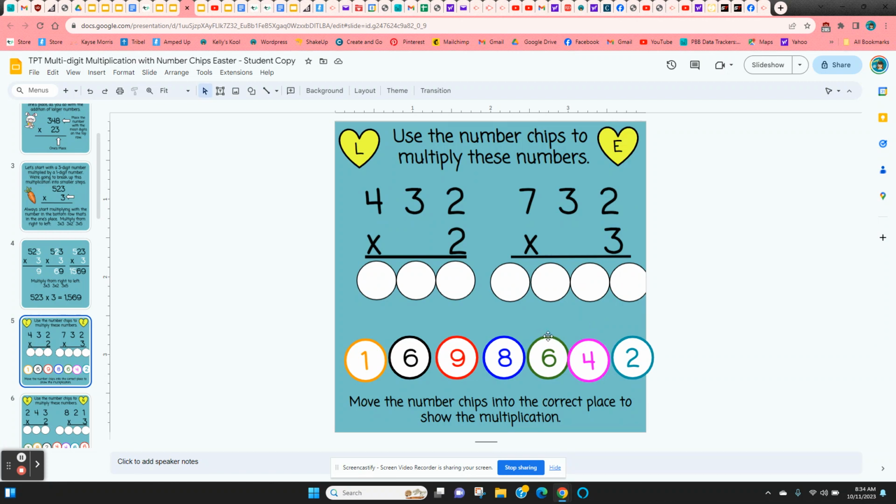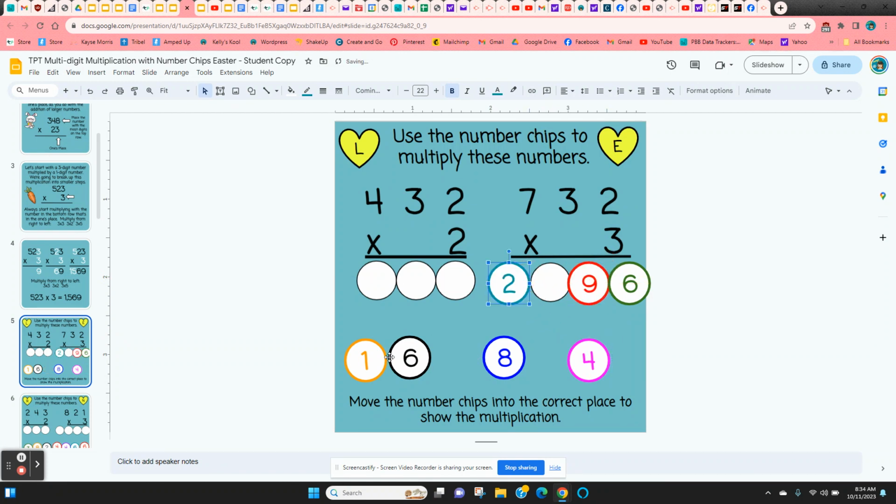So 2 times 3 is 6. Click and hold, move that into place. 3 times 3 is 9. And 3 times 7 is 21. Same thing over here, 2 times 2 is 4. And again, they're going to use every single number.